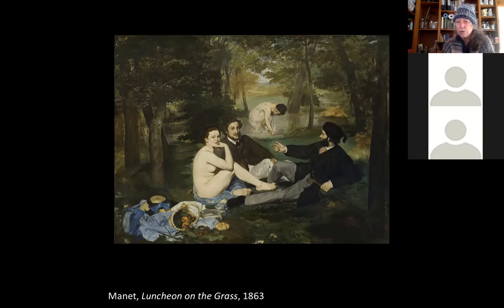And a lot of people were upset that there was a naked woman in a park with two dressed men, but that was silly because there were tons of paintings in the Louvre from the Renaissance exactly like that. So we're going to look at one.